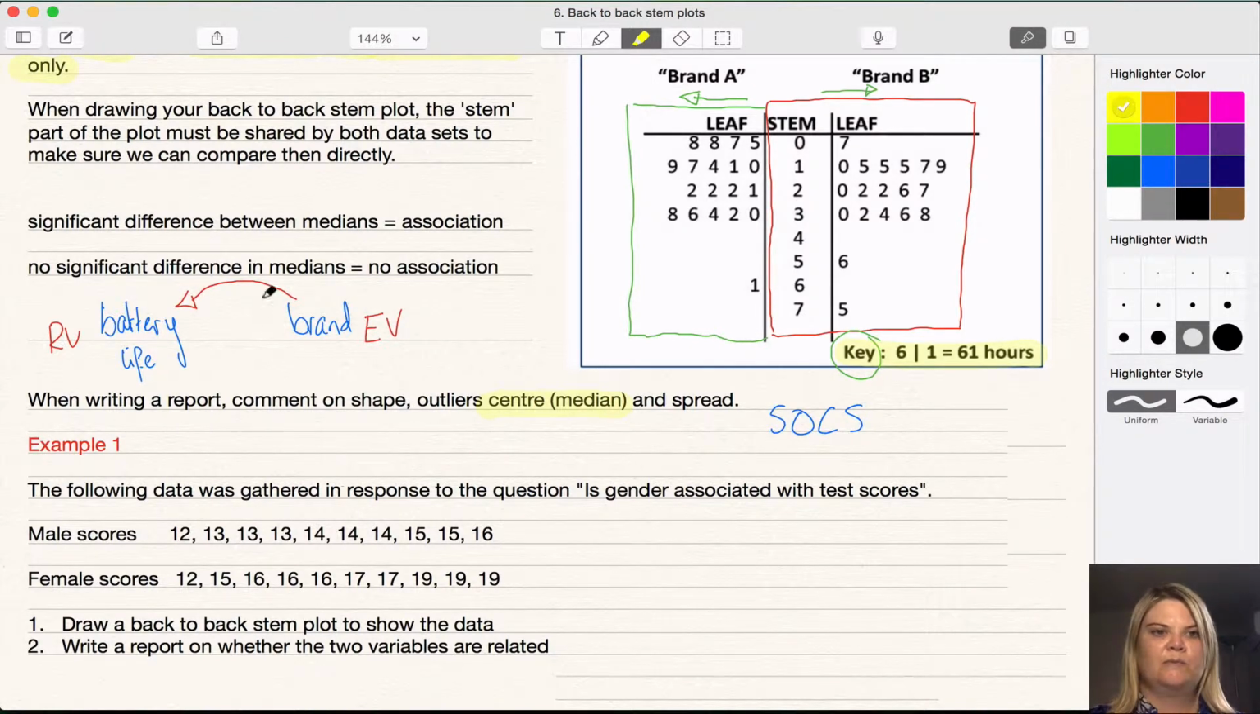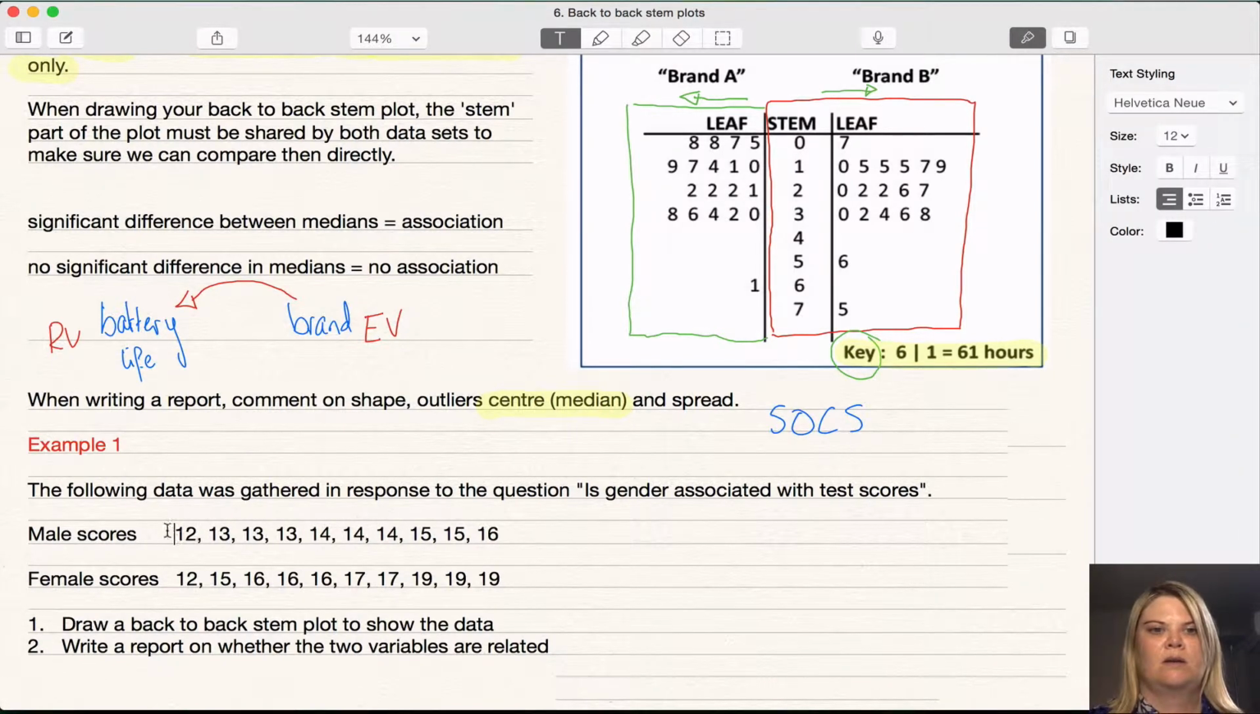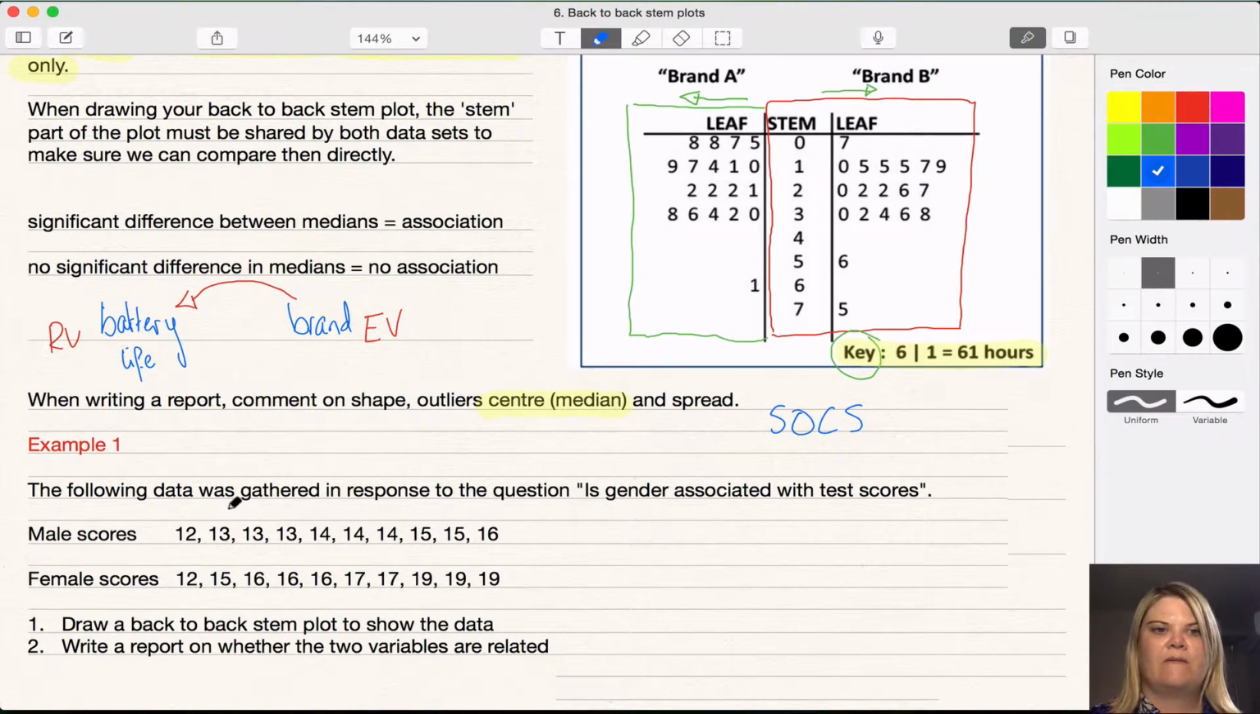Here's an example. The following data was gathered in response to the question, is gender associated with test scores? So the data is listed here for the male scores, and we have the female scores underneath. Two variables we have are gender and test scores.